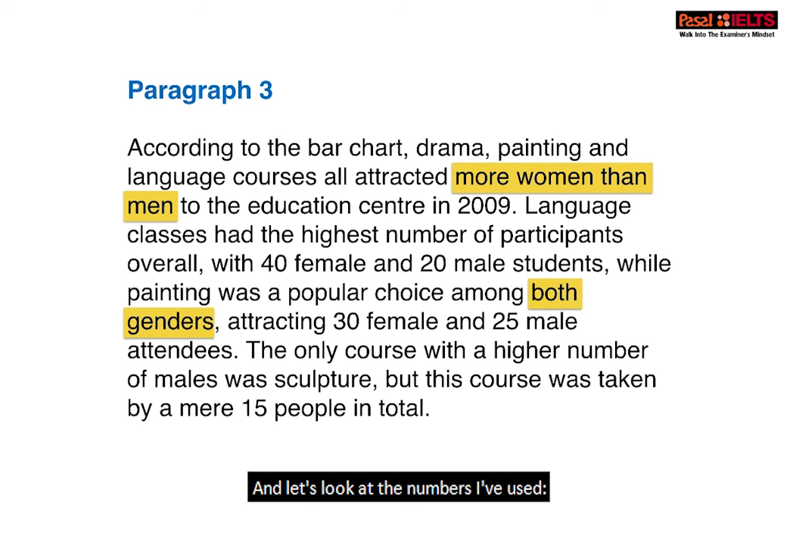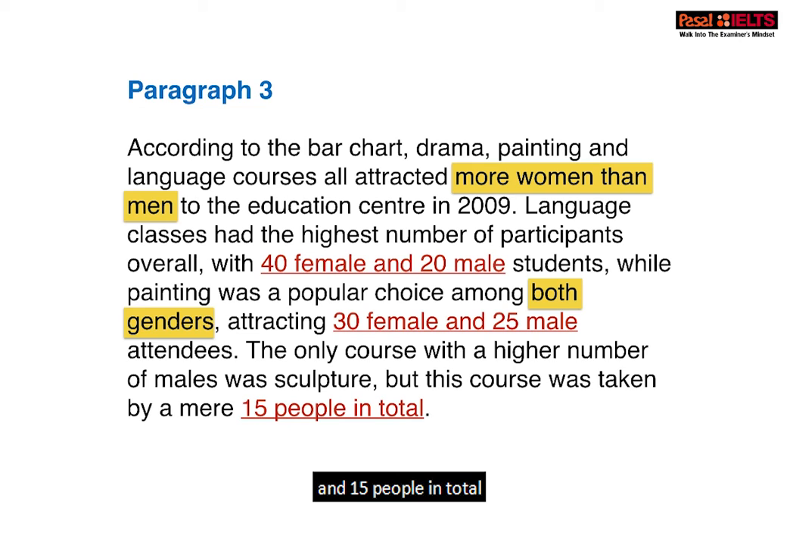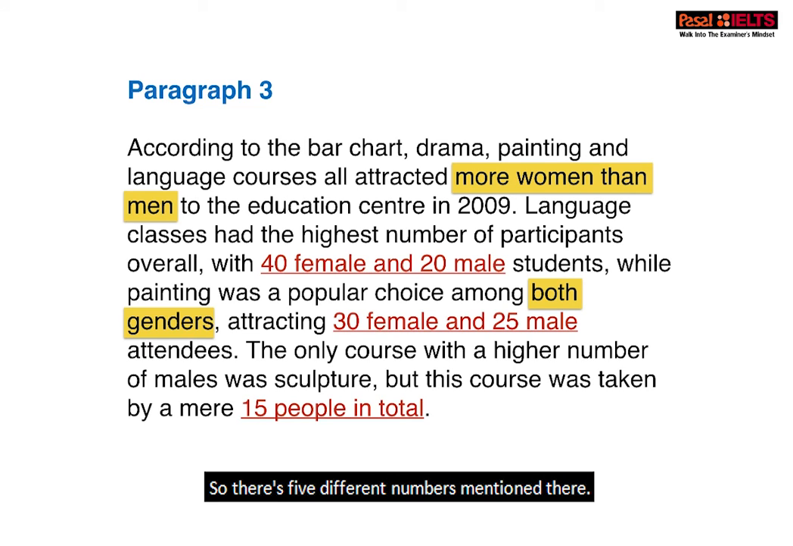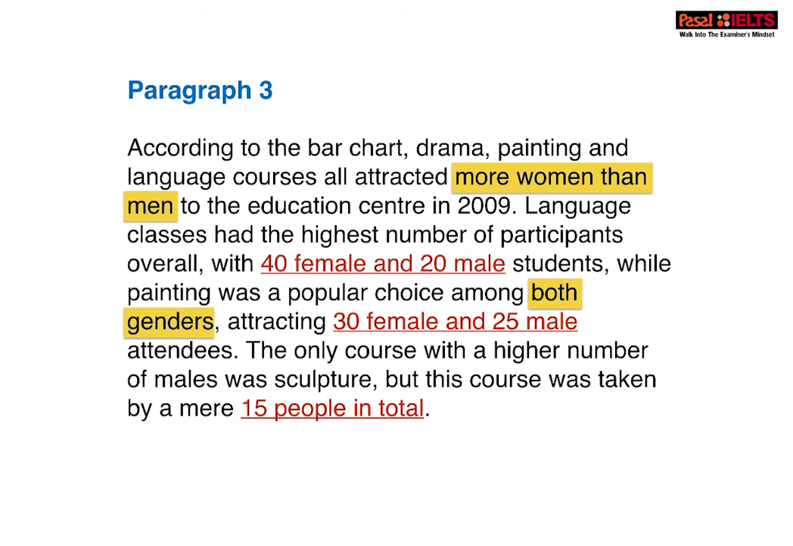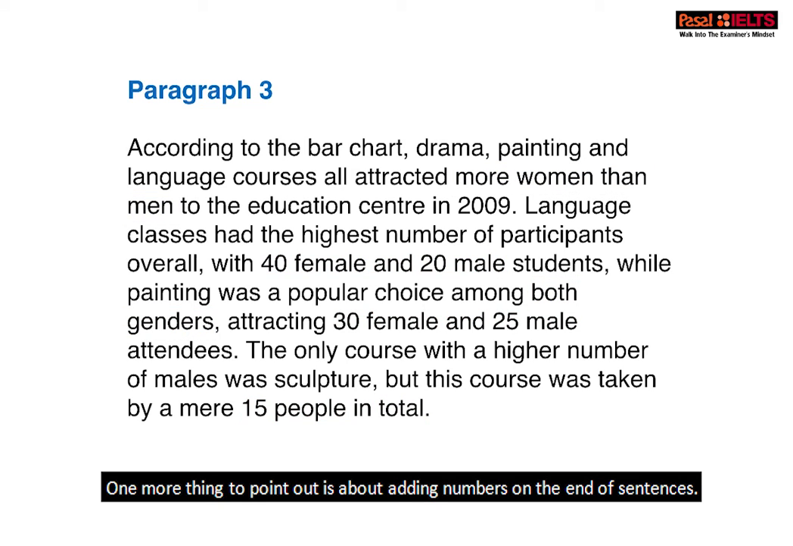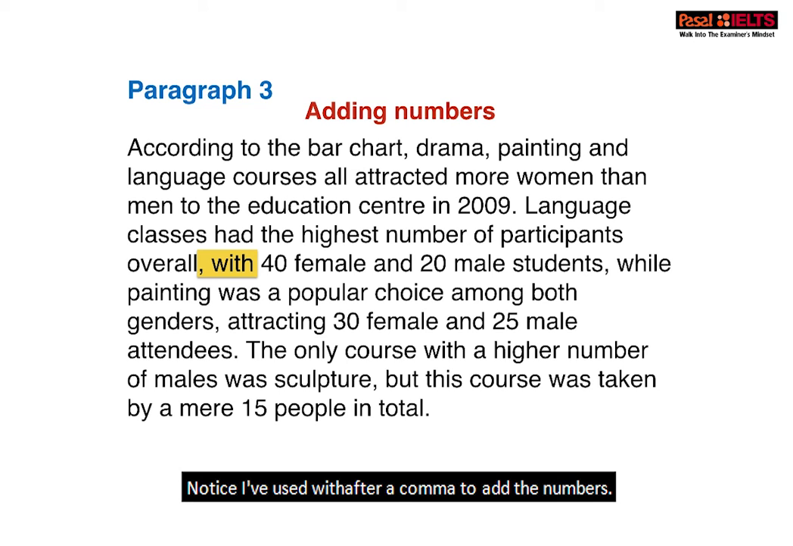And let's look at the numbers I've used. 40 female and 20 male, 30 female and 25 male, and 15 people in total. So there's 5 different numbers mentioned there. That's enough for one paragraph. One more thing to point out is about adding numbers on the end of sentences. Notice I've used with after a comma to add the numbers.